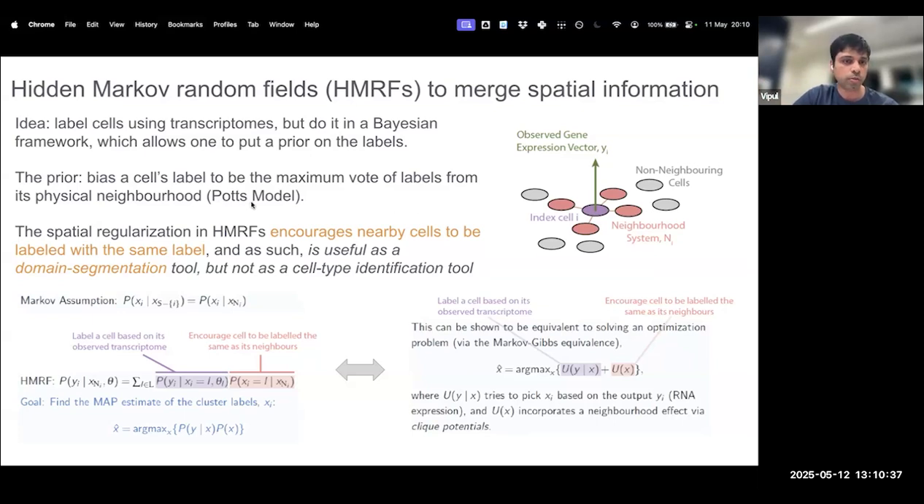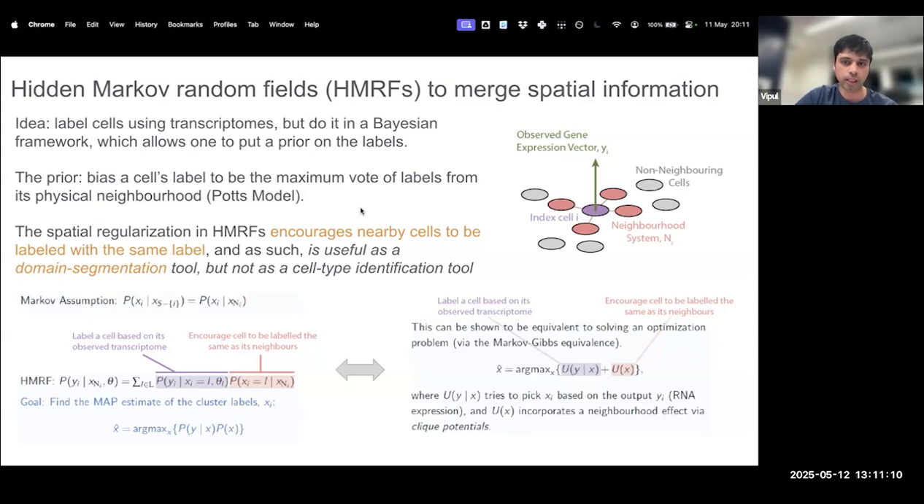But that really is a problem associated with this particular instantiation of HMRFs called the POTS model, or that uses the POTS model. There can be other models; SpiceMix uses a more complex covariate model that doesn't suffer from this assumption. But most methods use the POTS model because it's the one that does scale somewhat, at least. It's the simplest possible model, which is, you bias the cell towards its majority neighbors. Yeah, so that was HMRFs.